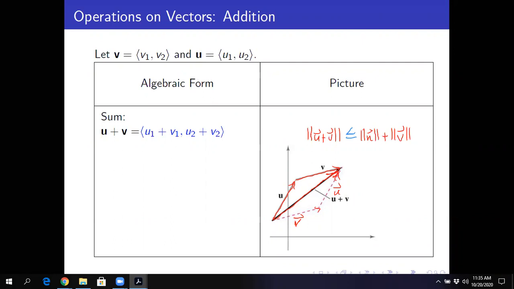And so walking along u and v, you're going to cover a larger distance than if you walk along the sum of those two vectors, the third side of that triangle. This is oftentimes referred to as the triangle inequality, because of this picture that we just drew. And I'll repeat that here pretty soon, but I just wanted to point it out right now.